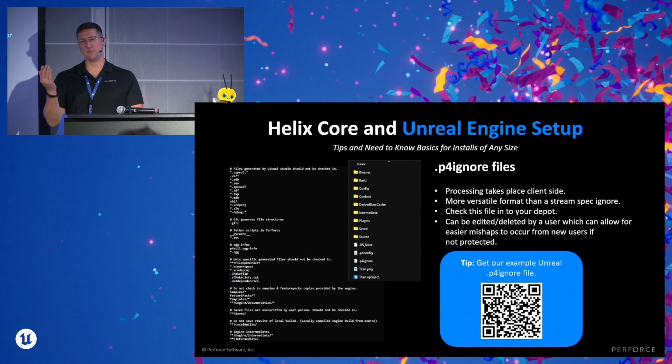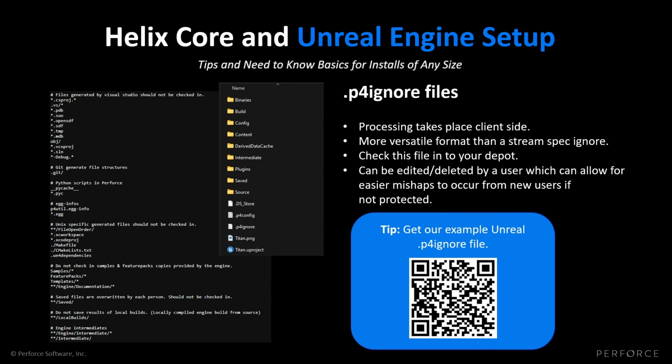As much of a plus as that is, it can also be a negative if someone who doesn't really know what they're doing deletes that P4 ignore file on their local machine, because the client now doesn't know that file exists, won't use it, and then they could still technically push things into the server that you don't want them to. So it can be edited or deleted by a user. Make sure you protect it in your protections table, your permissions table, so only admins can make edits to this file. But it just leaves a little bit of a gap for mishaps. This QR code is just an example P4 ignore in that style for Unreal if you wanted to pick that up and use it.